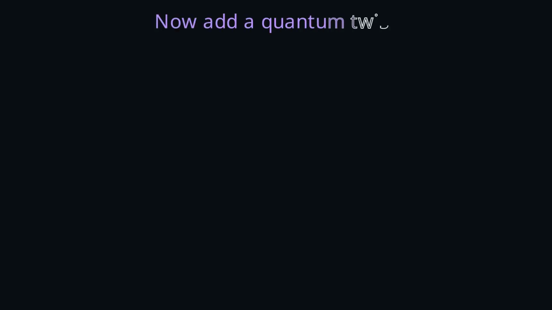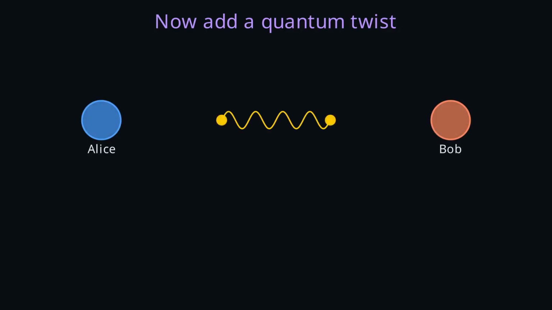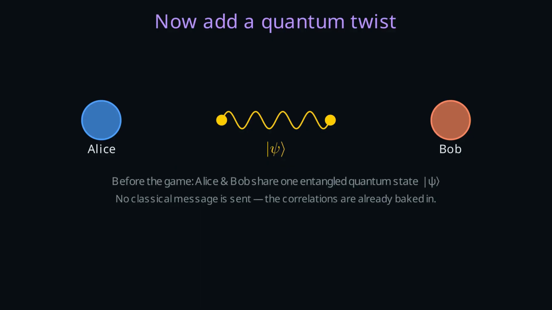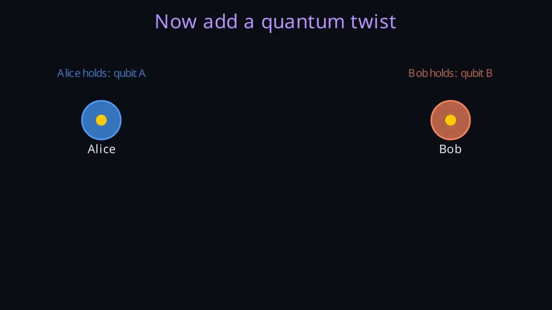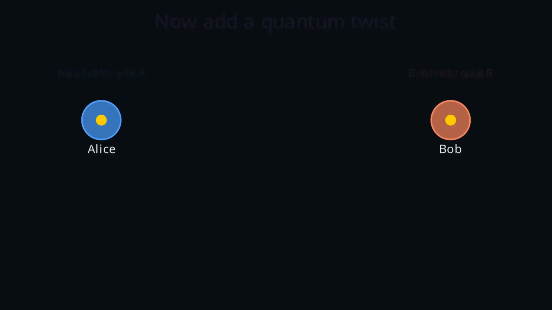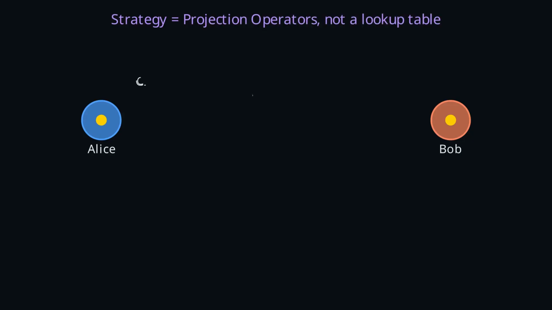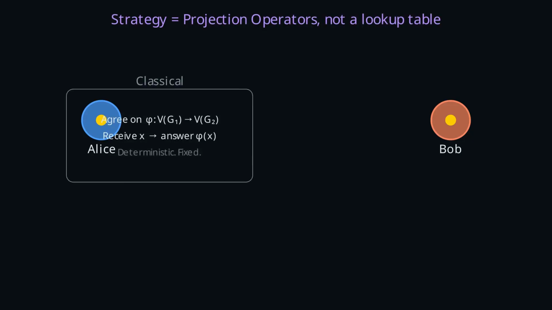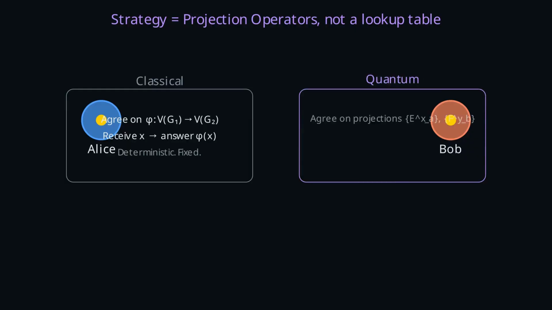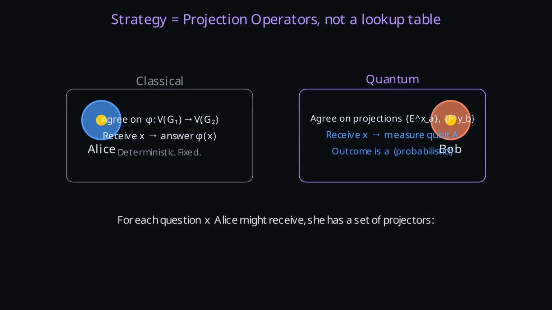Now we introduce the quantum twist. Before the game starts, Alice and Bob share an entangled quantum state. This is a single joint state, distributed across both players. After this point, no communication is allowed. All correlations must come from this shared state. But in the quantum version, a strategy is a collection of measurement operators, projection operators. For each possible question X, Alice has a set of projectors E_XA, and Bob has a corresponding set F_YZ. When a question arrives, they perform a measurement, and the outcome is probabilistic.